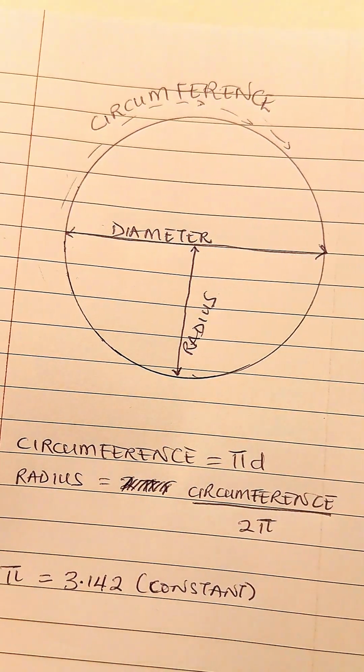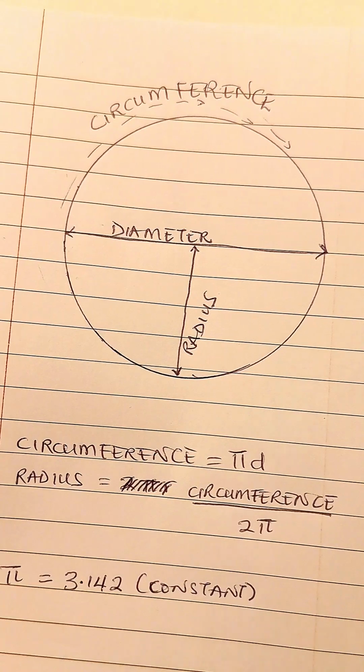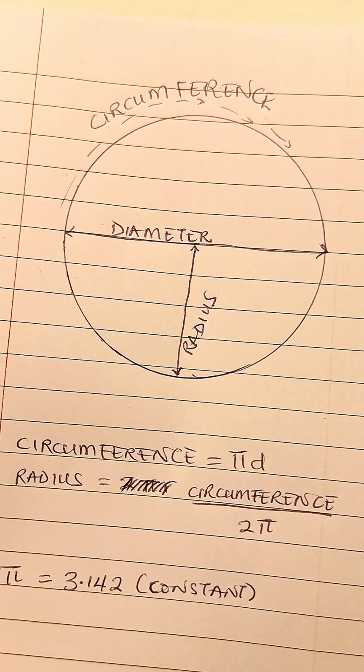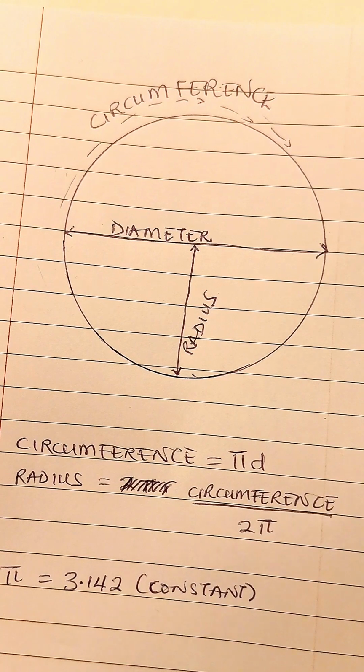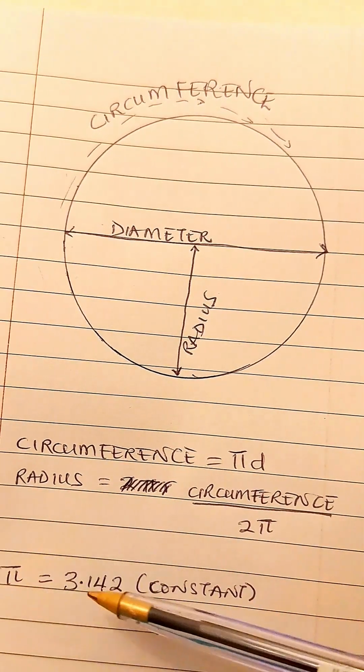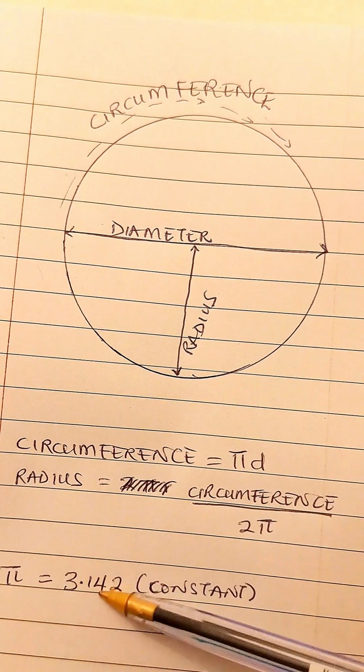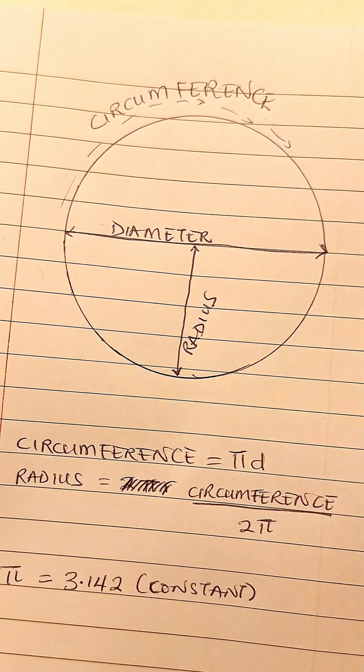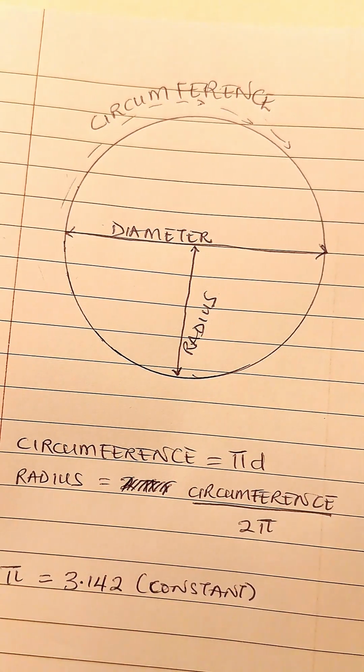So pi in mathematics is a constant. When something is called a constant, it means that it cannot be changed. You can't change it, and you can't ask why. It has been derived in mathematics, and that's the value that is used everywhere in the world to calculate the same thing. The value for pi is 3.142.